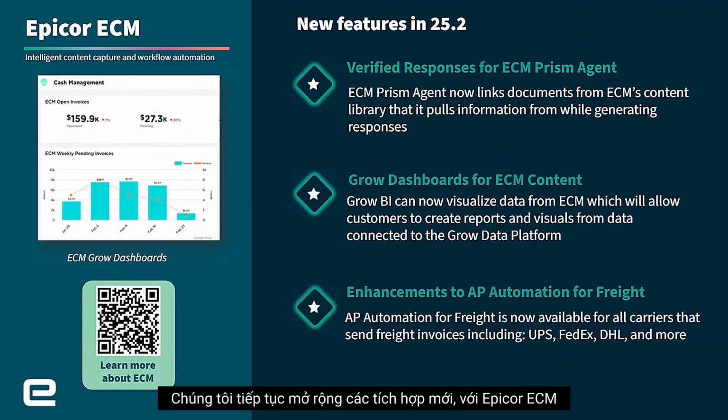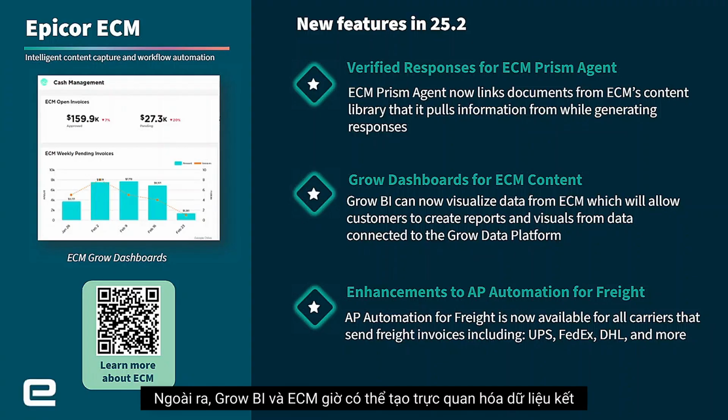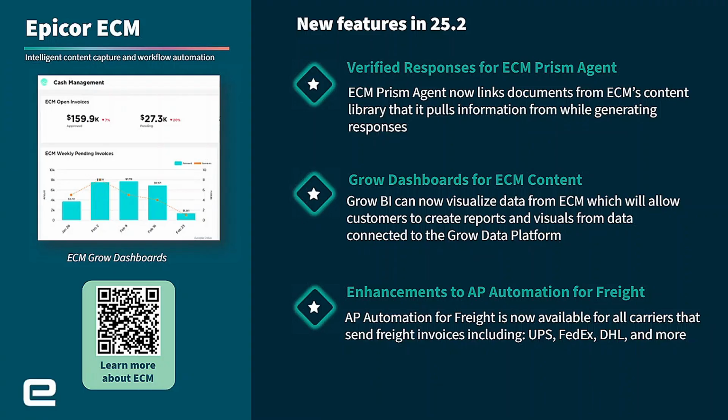We continue to add more integrations with Epicor ECM. First, partnering with Prism, the ECM agent now links documents from the content library, giving your users greater transparency and confidence in the information provided. In addition, Grow BI and ECM can now create visualizations with data connected to the Grow Data platform, and an exciting enhancement for ECM AP automation for freight.